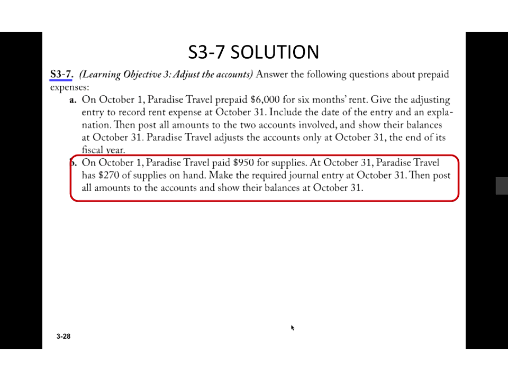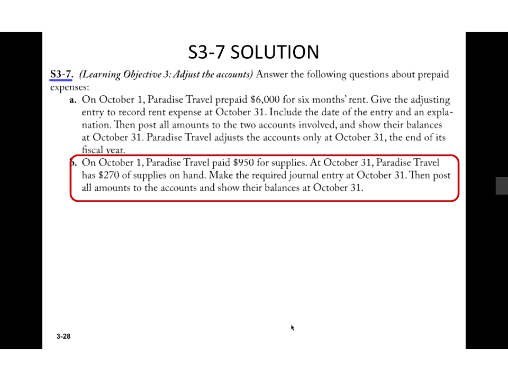Okay, next one down. On October 1st, Paradise Travel paid $950 for supplies. So the company paid $950 for supplies. They're not using those today. They're going to use them over the next few months. So when they paid for the supplies, they would have debited supplies and credited cash or however they paid for it. Cash. That's what they did. Now we're being told they paid $950 for supplies.